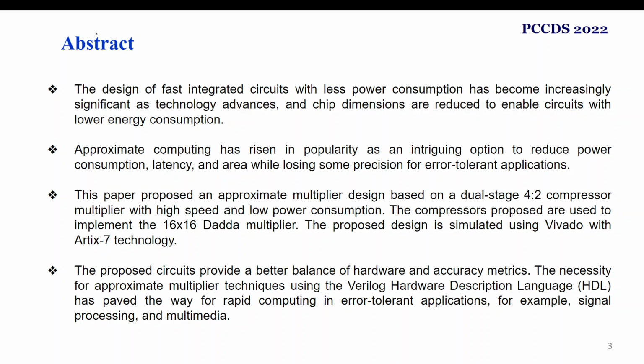So in recent times, the design of fast integrated circuits with less power consumption has become important as technology advances and chip dimensions are reduced to enable circuits with low energy consumption. This paper proposes an approximate multiplier design based on a dual stage 4:2 compressor multiplier with high speed and low power consumption. The proposed compressors are used to implement the 16 cross 16 data multiplier. The proposed circuit provides a better balance of hardware and accuracy metrics. The design is simulated using Vivado Artix 7 technology. The necessity of approximate multipliers has paved the way for rapid computing in error-tolerant applications, for example, signal processing and multimedia.